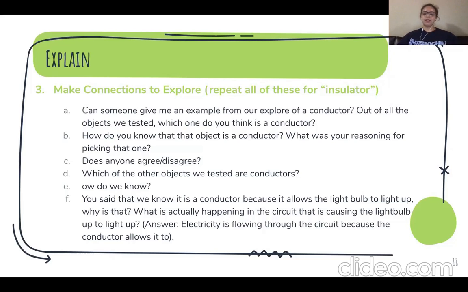If your student does say this, you could say, you said that we know it is a conductor because it allows a light bulb to light up. Why is that? What is actually happening in the circuit that is causing the light bulb to light up? This is where you eventually want to get. If your students don't get to here, that's okay, you can bring this up, but you're hoping that students get to this point, and the answer here is that electricity is flowing through the circuit because the conductor allows it to. And then you would repeat all of these questions for insulators.